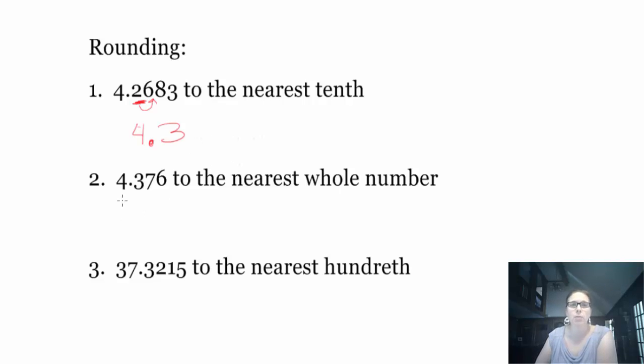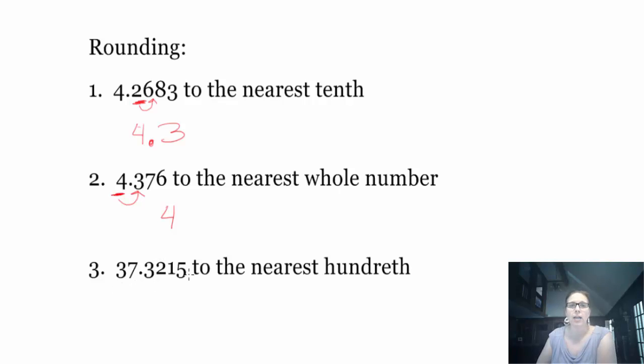Moving on, 4.376 to the nearest whole number, so that's the 4. And we look over, does that 3 round it up? No. It doesn't necessarily round it down, it just keeps the 4 the same. So rounding it to the nearest whole number would just be 4. You can put 4.0 if you want, but there's no need.